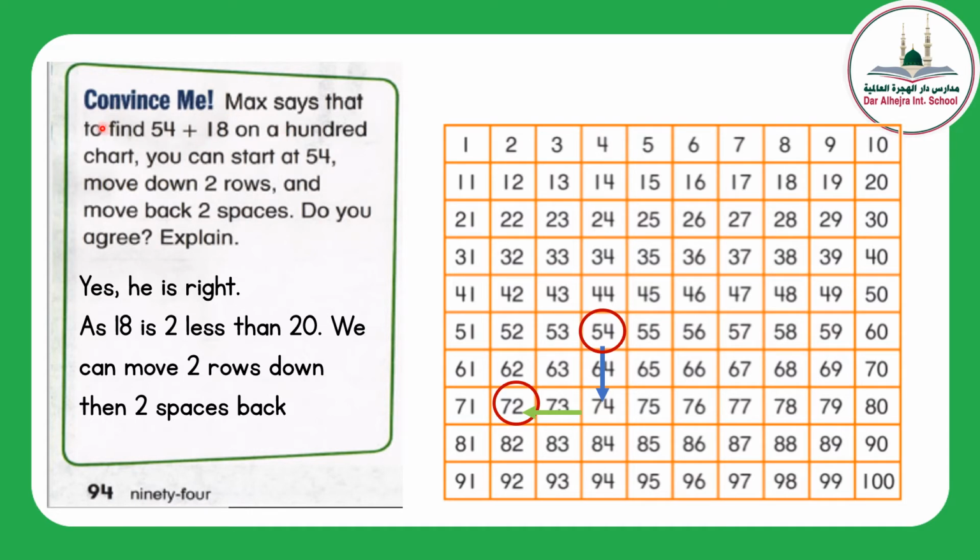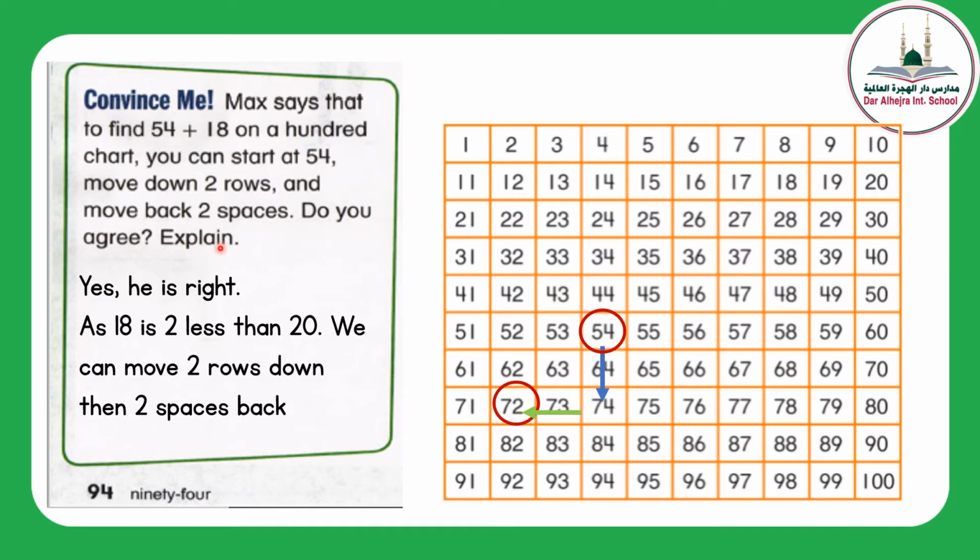Max says that to find 54 plus 18 on a 100 chart, you can start at 54, move down 2 rows, and move back 2 spaces. Do you agree? Explain. So he's saying we need to, although the proper way to do that is 54, then we move 1 down, then move 8 forward. But he's saying that we can move right away 2 steps down, that is 20, and then move 2 back.